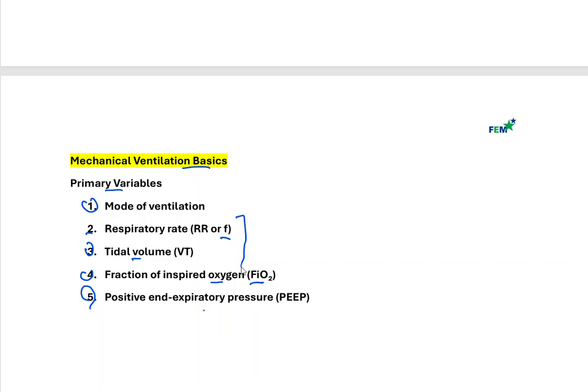The first two, the respiratory rate and the tidal volume, help with ventilation. In other words, they help to get rid of the CO2. And the last two, the FiO₂ and the PEEP, help with oxygenation. Those are the ones that help with oxygenation.